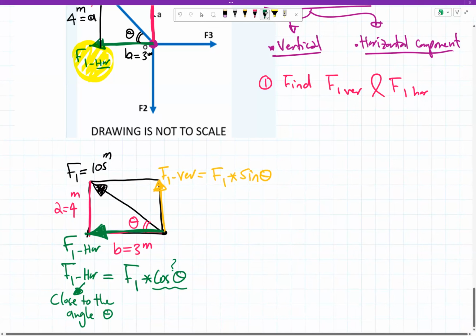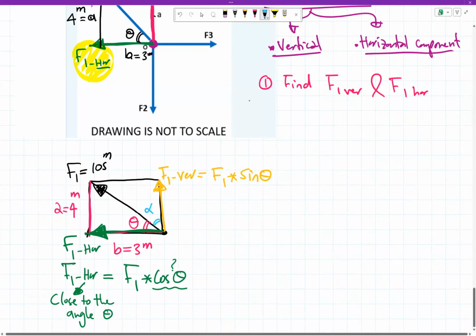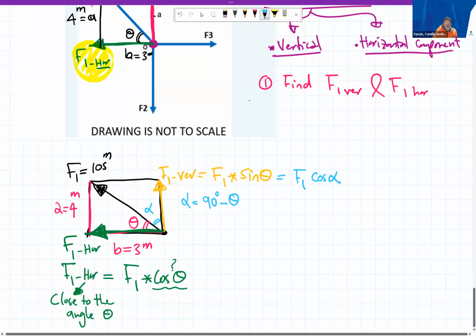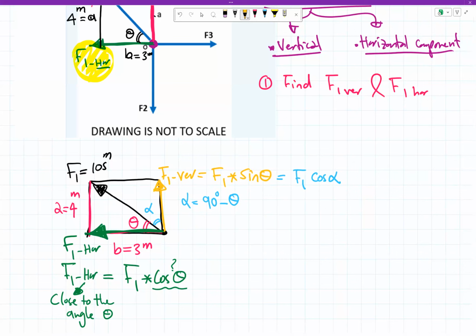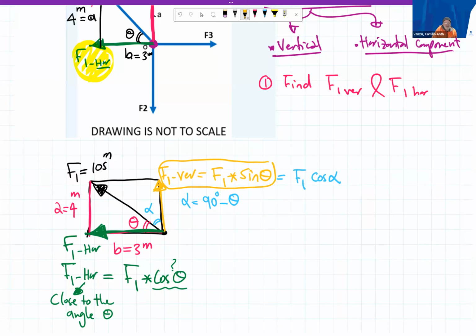Or another option, as you mentioned earlier, you will find alpha, where alpha equals 90 minus theta, right? Then it will be F1 cosine alpha. I just want to show you both because it might be easier to use one angle for both of them. If the vertical component is cosine, the horizontal component will be sine. If the horizontal component is cosine, the vertical will be the other one, sine.